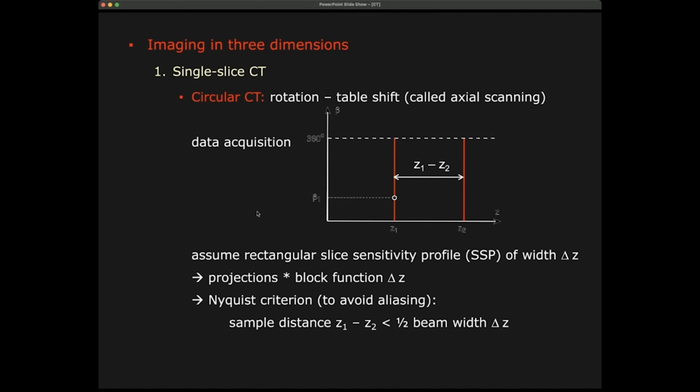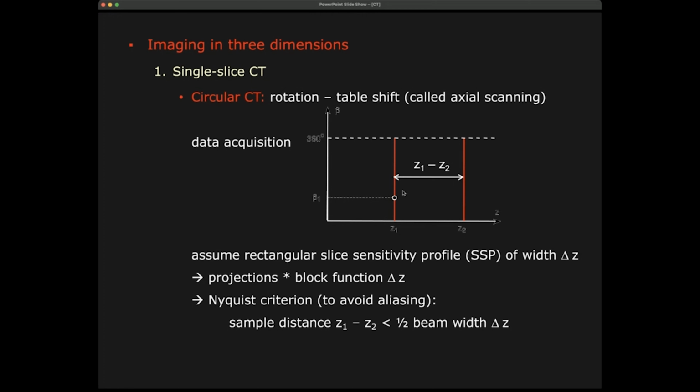The first type of CT scanners were single slice CT scanners. That means we had a source and a detector, the patient would slide into the scanner, and then we make one cross-section. We reconstruct it, and then we shift the patient. We shift the table a little bit and make the next cross-section. By shifting the table each time and making a new cross-section, we can scan a 3D volume.